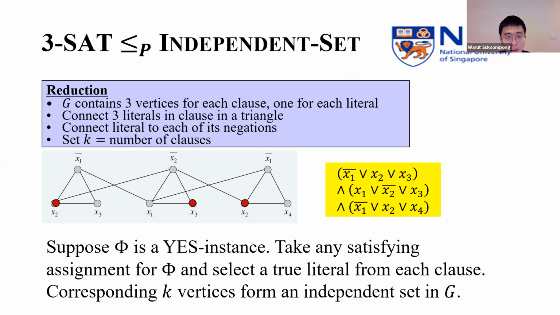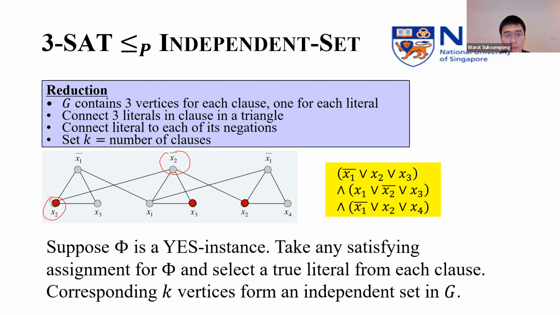That's because we choose one vertex for each triangle, so these k vertices are from different triangles, so they're not connected by edges within a triangle. They're also not connected by edges across different triangles, because we'll never choose x2 and x2 bar simultaneously. That would mean we set x2 to true and x2 bar to true. So it cannot be that we choose both x2 and x2 bar. So these k vertices will indeed form an independent set.